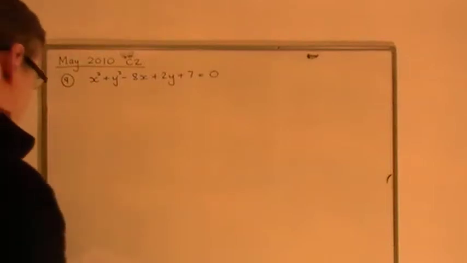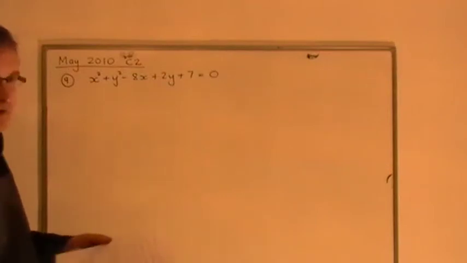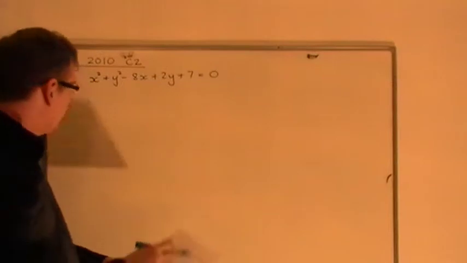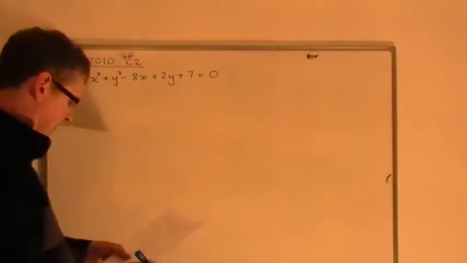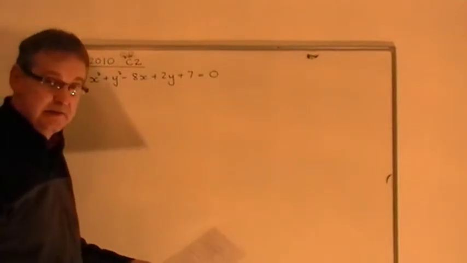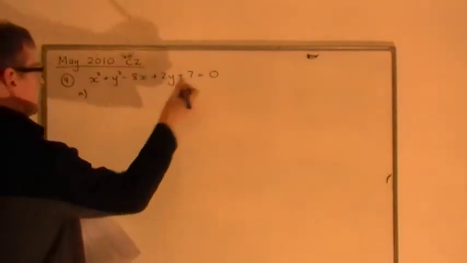Okay, we're going to have a look at May 2010 C2, question 9, that's the circle question of this particular paper. We've got the equation of a circle, and part A says find the coordinates of the centre of the circle and the radius of the circle. Okay, very straightforward. Okay, restructure that equation.